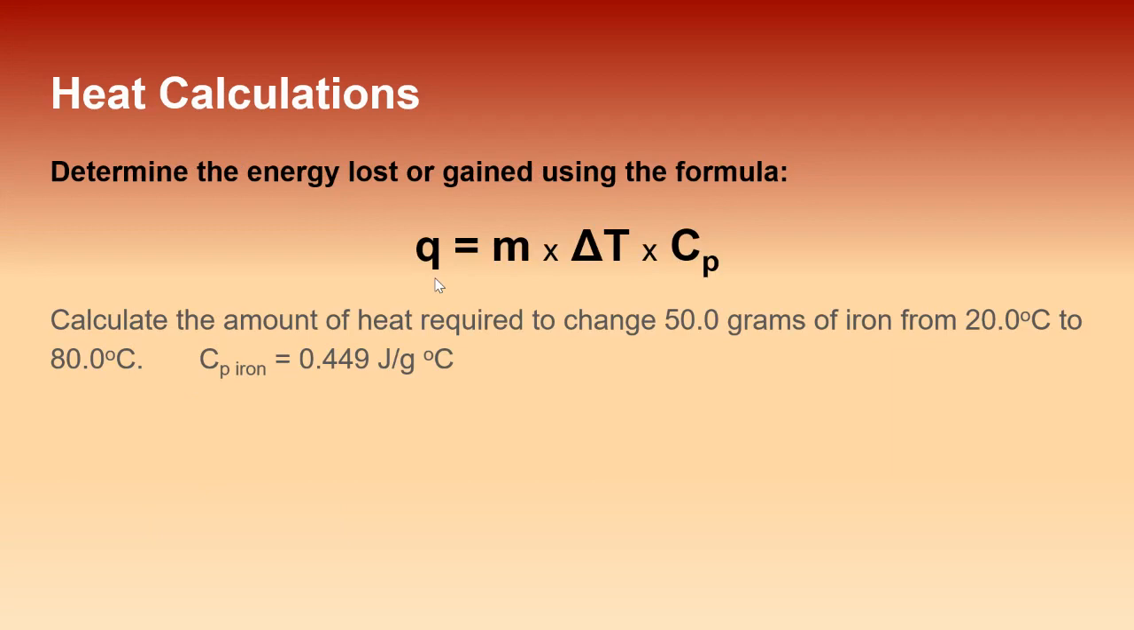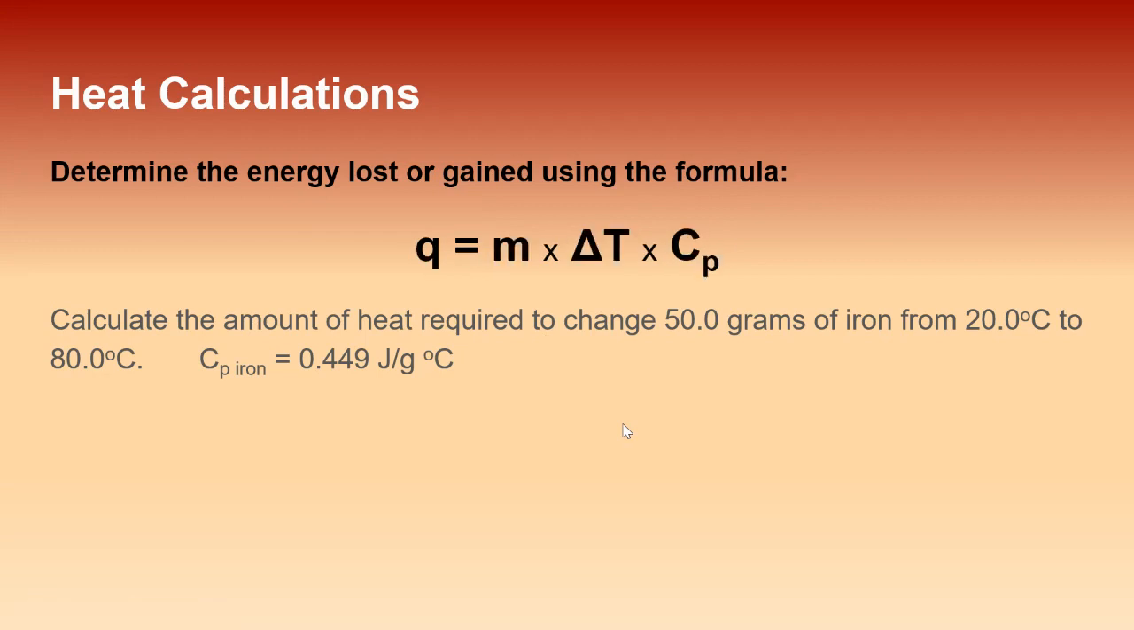Okay, so if I asked you to determine the heat lost or gained for 50 grams of iron going from 20 to 80 degrees Celsius, so I've given you the specific heat, right? So that's going to go there. The grams is given, that's going to go there. The change in temperature, like I said, it's going to be easy to just subtract the higher number, 80, and subtract the smaller number, 20 from that. You can do that in your head at 60 degrees.